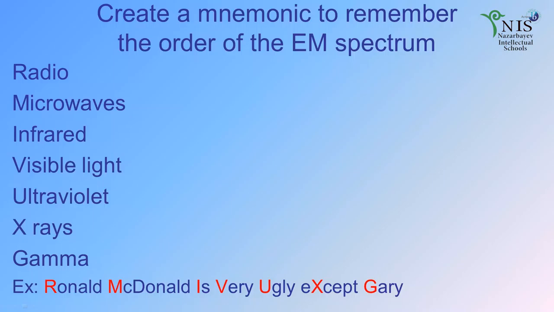For your home task, you may choose from three different tasks. Task number one. You should create a mnemonic to remember the order of the electromagnetic spectrum. Use the first letter from each type of electromagnetic wave. An example is given below. Ronald McDonald is very ugly except Gary. This is task number one.